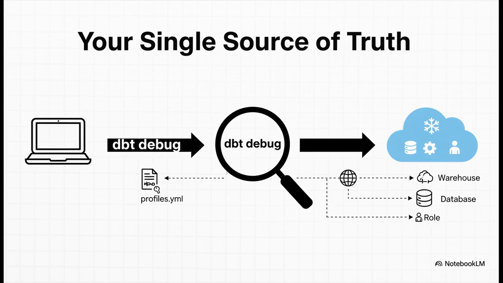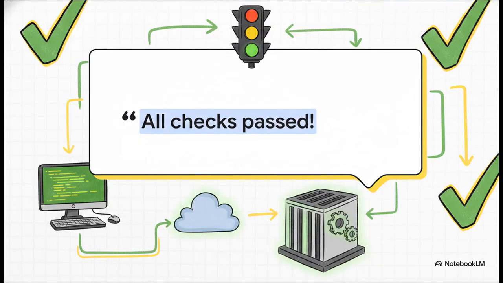It checks your profiles file, it tries to connect to Snowflake with your credentials, and it verifies that everything, the role, the warehouse, the database, actually exists and is accessible to you. And this right here is the message you're looking for. Seeing all checks passed pop up in green, that's the payoff. That's your green light. It's the confirmation that your foundation is solid. Your local workbench is officially and securely talking to your cloud warehouse engine. From this point on, the real fun can finally begin.